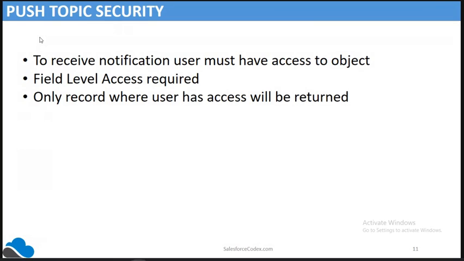So all the field-level access will be applicable. If you have access to a particular field, then only you will get notification. If you don't have access to the particular field, you will not get notification. And on the records where the user has access, only those will be returned; others will not be returned.